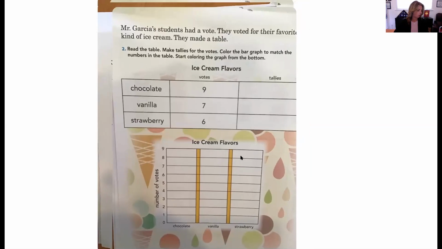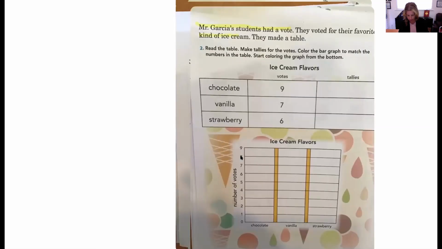Okay, so at the top, I'm going to read the top and you follow along with me. Mr. Garcia's students had a vote. They voted for their favorite kind of ice cream and they made a table. They made a table. Okay.